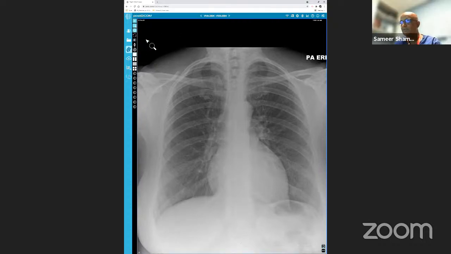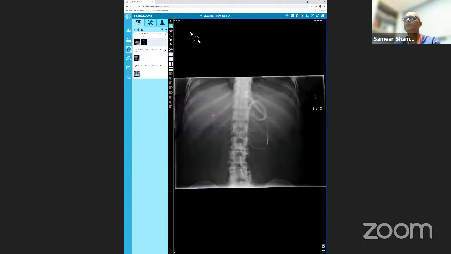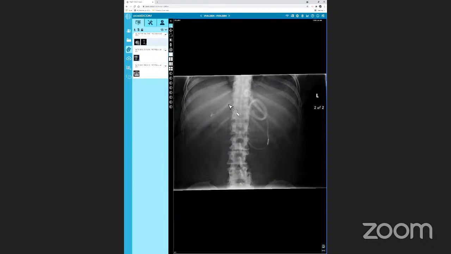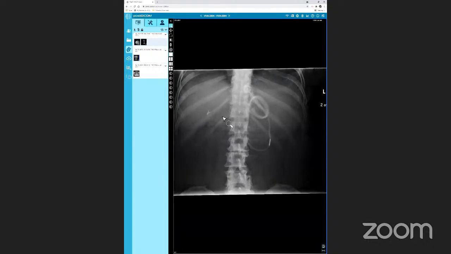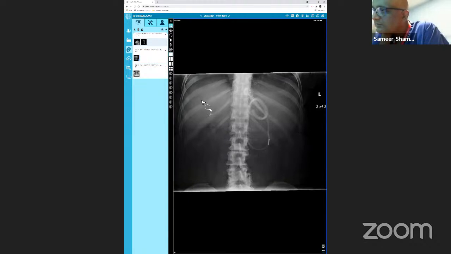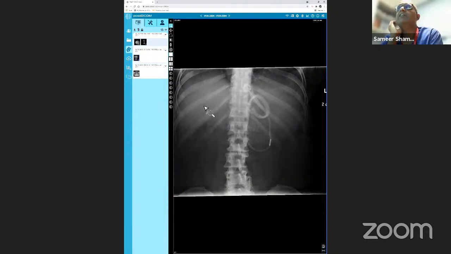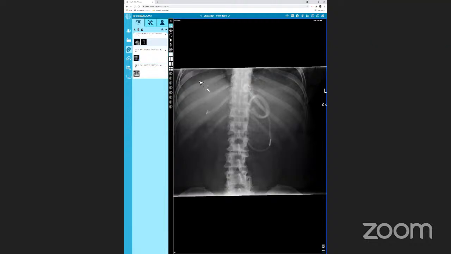So I'll just give you another film. Okay. So it's the same patient. Can I ask if this was a supine radiograph or a PA radiograph? An erect radiograph? Erect radiograph. Erect. Okay, so this is an erect radiograph.